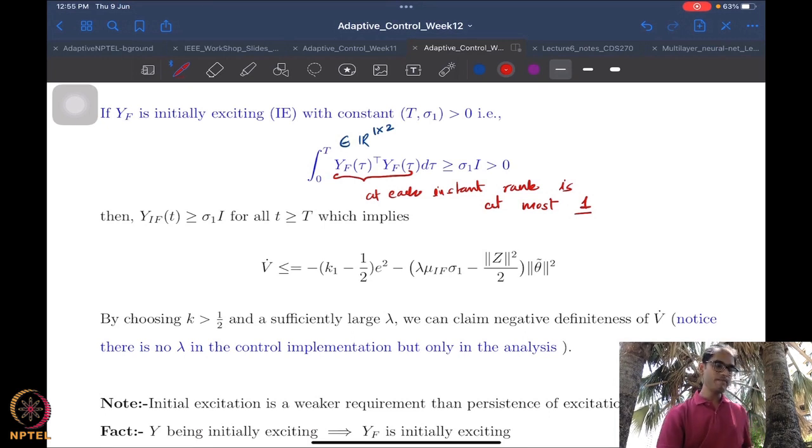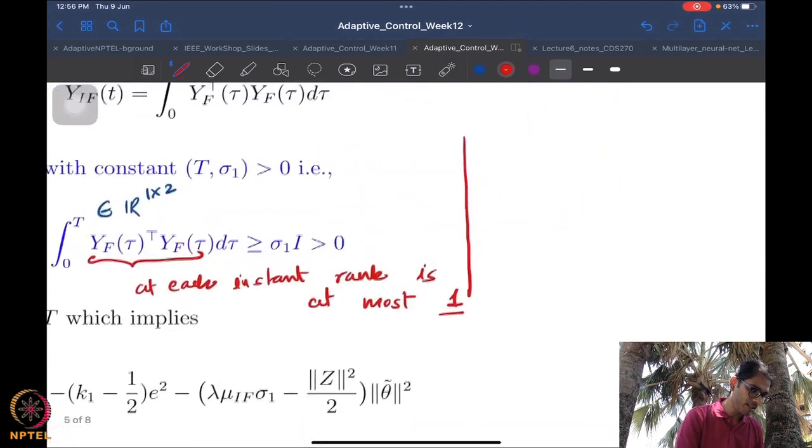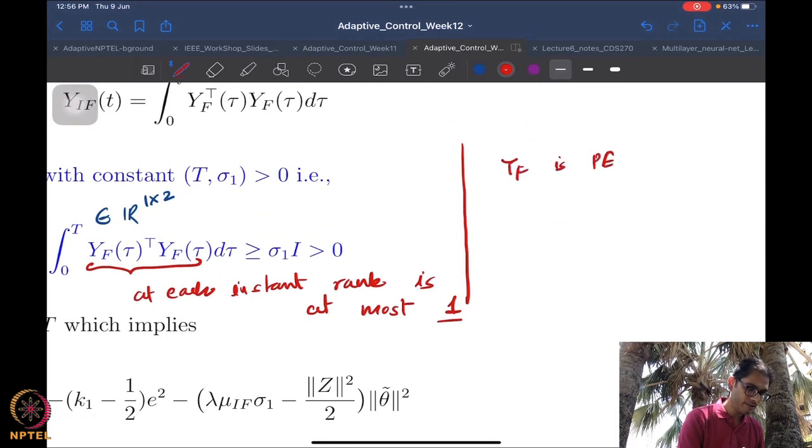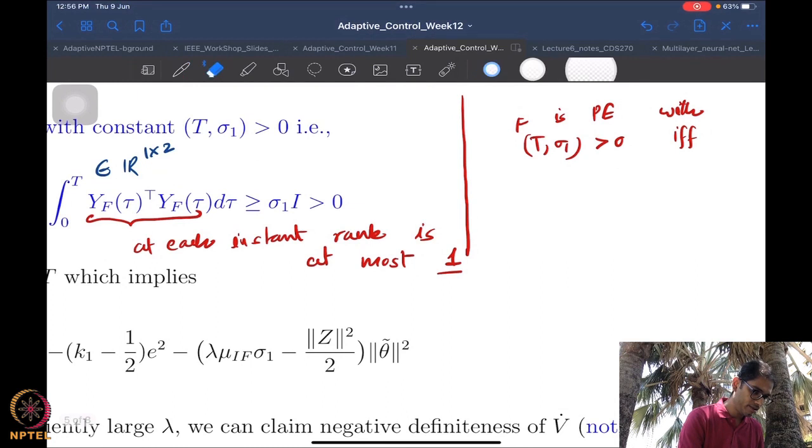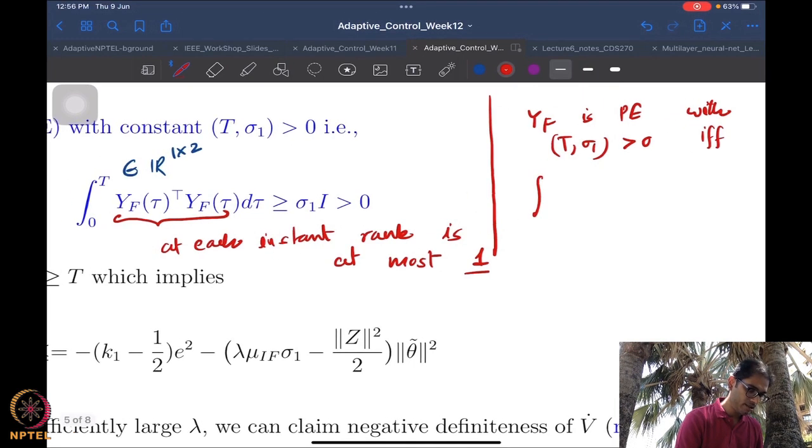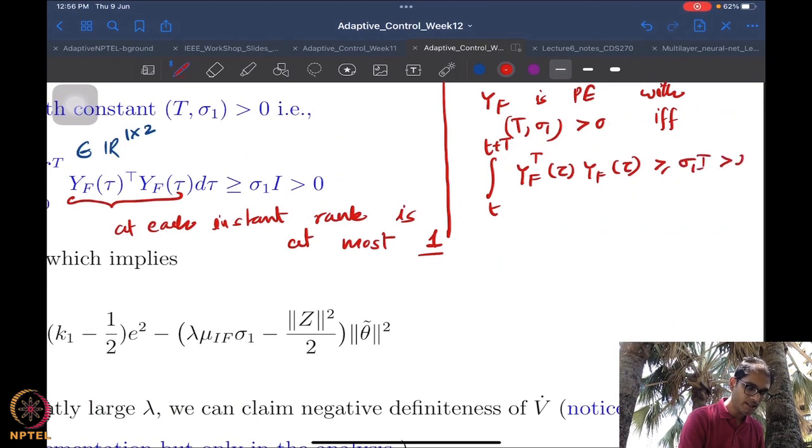Okay, but what we are claiming is that if I integrate from 0 to T, there is sufficient rotation. This is the same thing that we talked about in persistence of excitation. But here I integrate only for a finite time from 0 to capital T. As opposed to this, if I wanted to write that YF is PE with the same constants, with T and sigma 1 positive, then the integral from t to t plus T of YF transpose(tau) YF(tau) is greater than or equal to sigma 1 I, greater than 0, for all t.